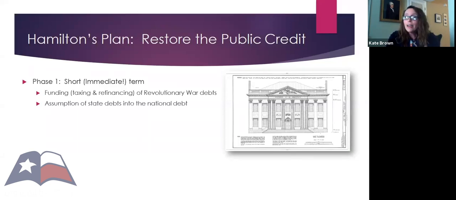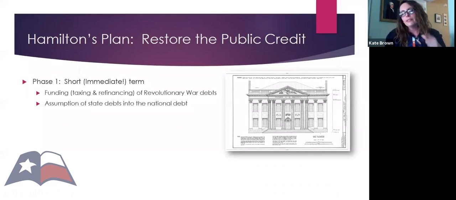So with all of this concern in mind, Madison is able to block assumption from passing through Congress. And when that happens, Alexander Hamilton is beside himself because he knows that these two things, funding and assumption, go together. You can't separate them out. And it's at this point in the story when enter Secretary of State Thomas Jefferson. And Jefferson realizes that Hamilton is upset. He knows that his friend Madison is the reason why there's this impasse. And he arranges a dinner where a deal is brokered.